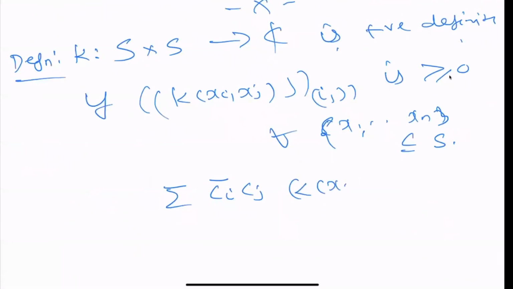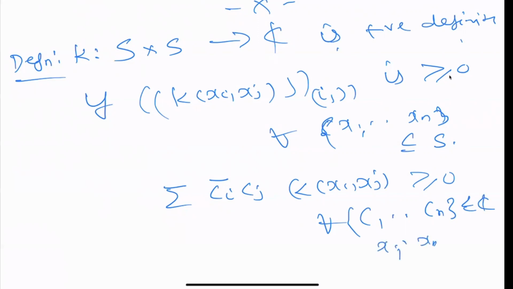Yeah, for k of xi, xj is positive for all C1 up to Cn. This is contained in Cn. This is contained in C, and x1 up to xn in S. Okay. This is the definition of positive definiteness.